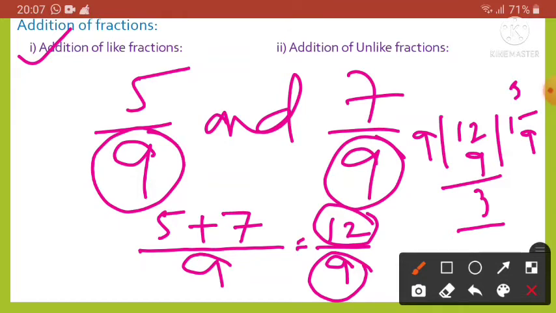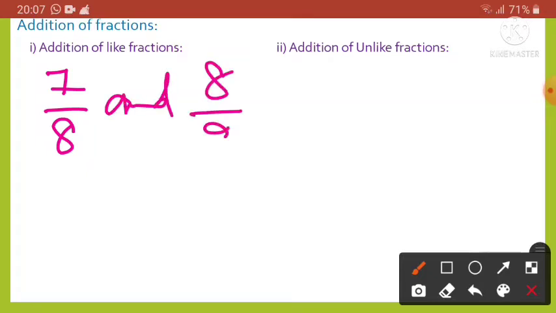So that was about the addition of like fractions. Now we will do addition of unlike fractions. We know unlike fractions means the denominators are not the same. Suppose we take 7 by 8 and 8 by 9. Look at the denominators in both fractions. In the first fraction the denominator is 8 and in the second fraction the denominator is 9.